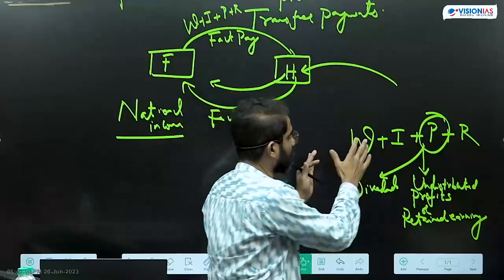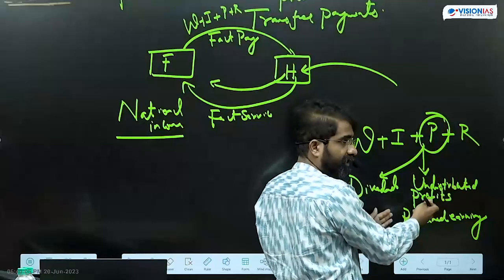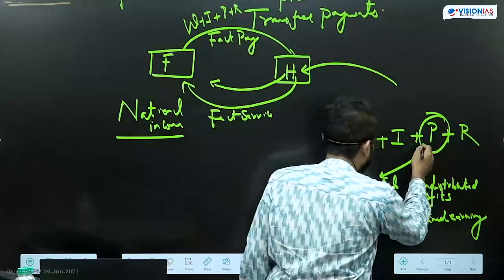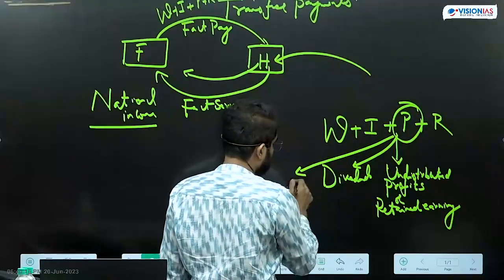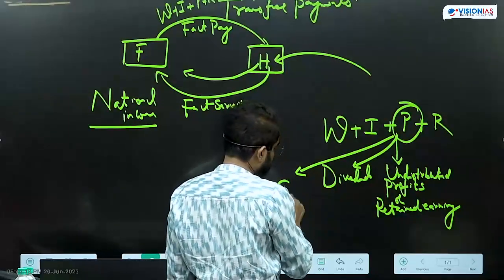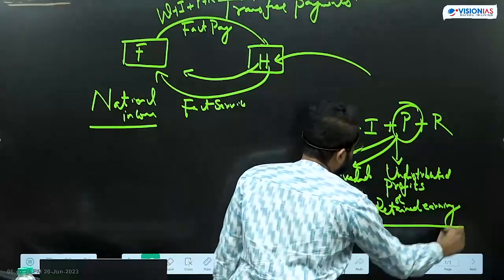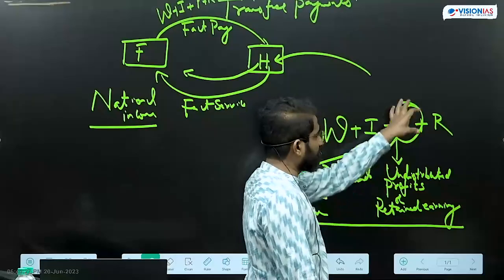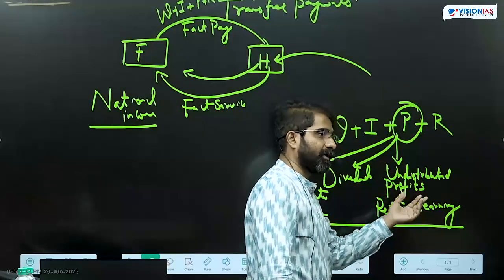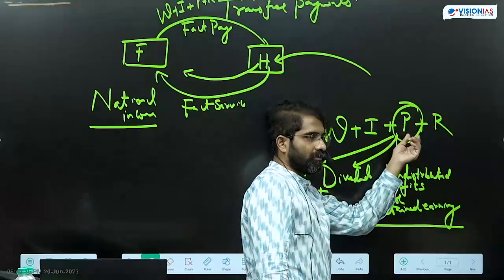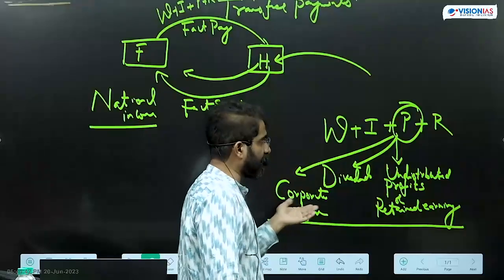So if I have to talk about profit, profit can be divided into dividends, undistributed profit or retained earnings of the company, and the third component of profit is the corporate tax. When we solve numerical problems, they will not give profit. They will give corporate tax, dividends and retained earnings. When I add all three, you arrive at profit: you add up retained earnings with dividends and corporate tax, and you arrive at profit.